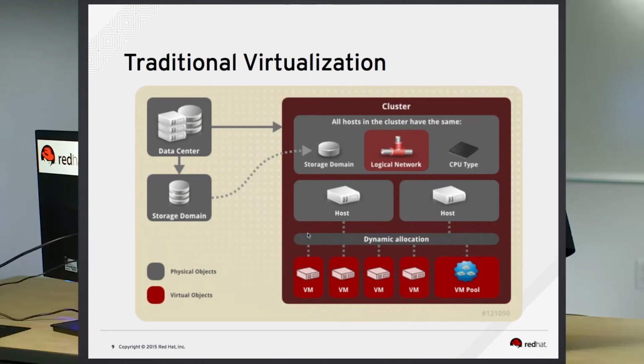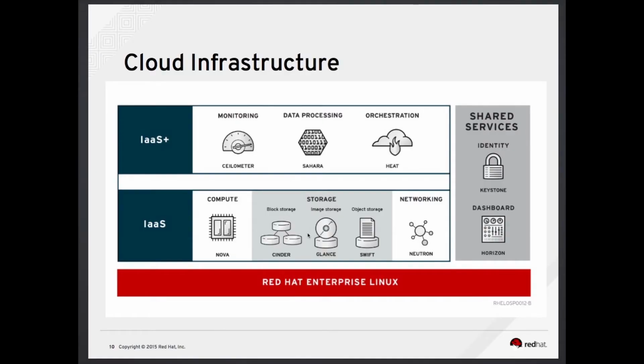In a cloud infrastructure, we have those same basic infrastructure elements. We have the compute, storage, networking elements. We layer this all on top of Red Hat Enterprise Linux. And of course, being able to monitor and control the environment is provided with our, in this case, monitoring, data processing, and orchestration.